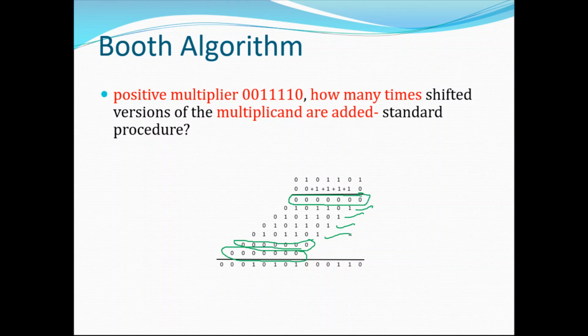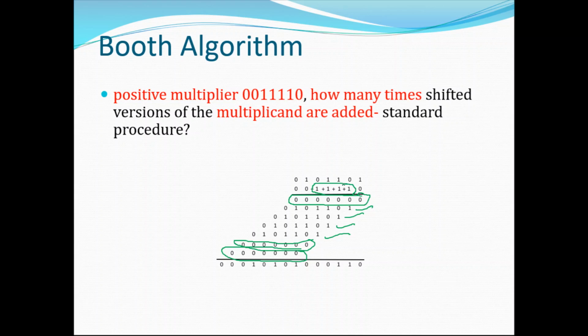So is there any way to reduce this? That is the intuition behind Booth's algorithm. If you reduce this, the processor's efficiency will be increased and the speed at which it is executing will be increased. So what has Booth observed? Why is it 4, and not 3 or 2 or 1? It is actually equal to the number of ones in the multiplier.